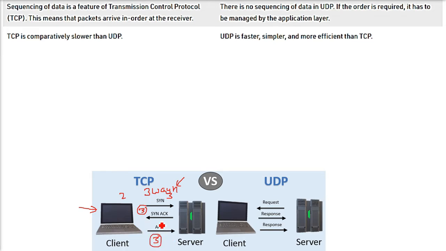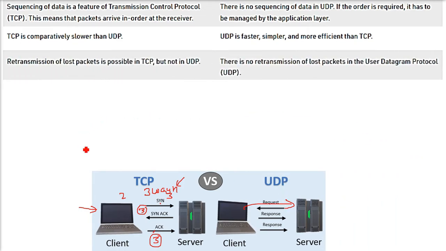Even if some packet is lost, TCP will want to retransmit it. That is why it is comparatively slower. But UDP doesn't care. It just sends it, and there is no retransmission. And the header is also small. Retransmission of lost packets is possible in TCP but not in UDP.